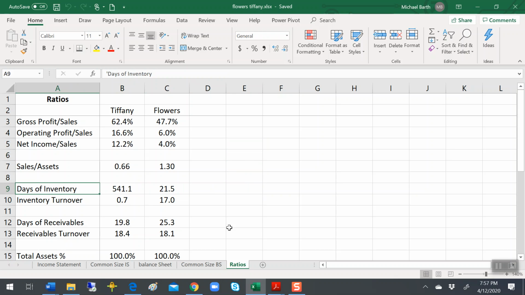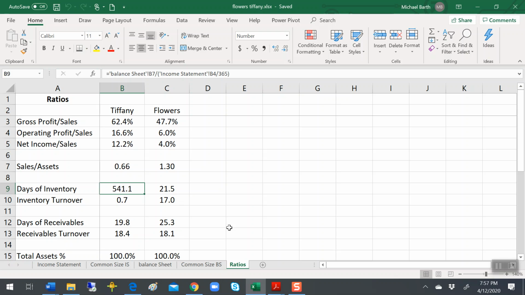We can also look at days of inventory. Days of inventory is simply if you quit replacing the inventory, how long would it take you to sell everything? At Flowers, you would be slap out of flour, bread, your finished product, all the other cakes and cookies you made in 3 weeks. It would take 541 days for Tiffany to sell off all their stuff. They don't sell their stuff very often. But when they do, they make a good profit on it. They have to hold a lot of inventory to be able to do that.